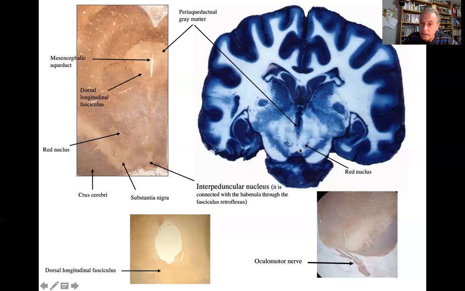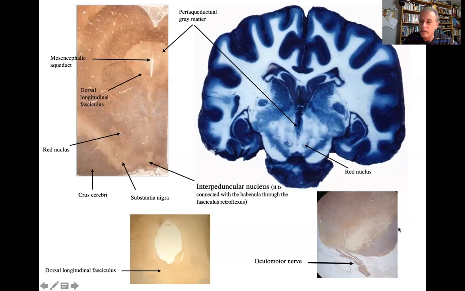And in between, at this level here, we have the interpeduncular nucleus. Remember that this nucleus was connected with the habenula. Again, in this image, you see the periaqueductal gray matter around the Sylvian or mesencephalic aqueduct, and the ventral portion is the dorsal longitudinal fasciculus. This image is a very nice image, right? Because here we are at the level of the intercrural fossa, right here.